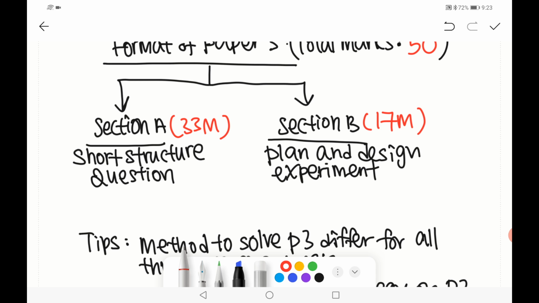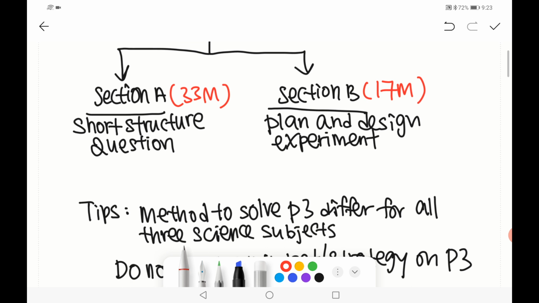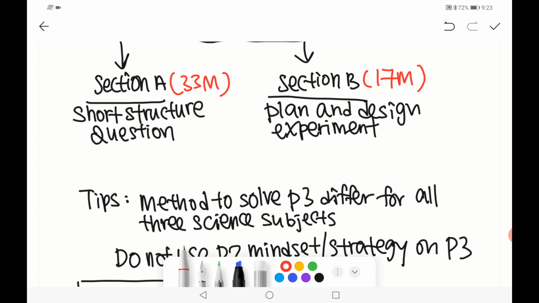Okay, so for today's session, we will focus on section A, and then I'll film another session that talks about section B. In section A, we have 33 marks, which can be broken down into 11 small questions, and every question has a full mark of 3 marks. So if you take 11 multiplied by 3, that's how you get 33 marks. Alright, so I'm going to give you some rough ideas and some tips.